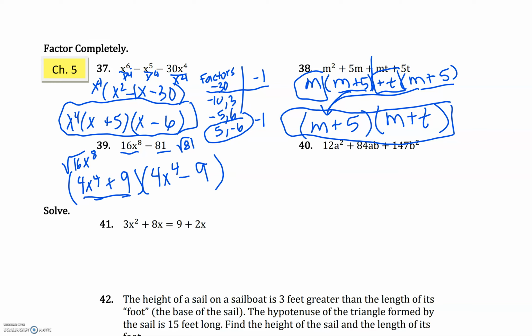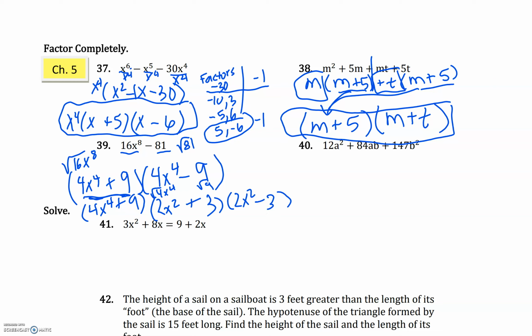Now over here, I can't factor that anymore because of the plus sign. That one's prime. It's all done. So that will stay, and I'll check my other one. I do have, again, a difference of squares here, right? The square root of 4x to the 4th is 2x to the 2nd. And the square root of 9 is 3. And I'll have a plus and a minus.